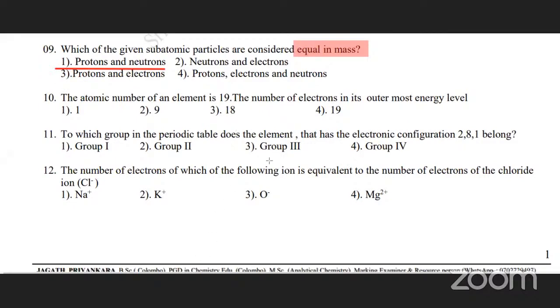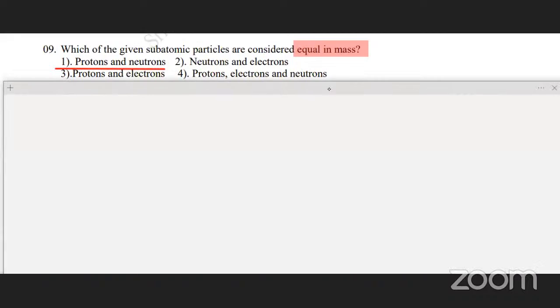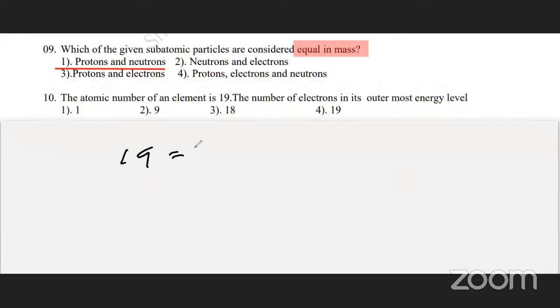Question number 10 is based on the electronic configuration. Atomic number 19 is the element potassium. When you write the configuration, it's 2, 8, 1. Potassium atomic number is 19 and the configuration is 2, 8, 1.